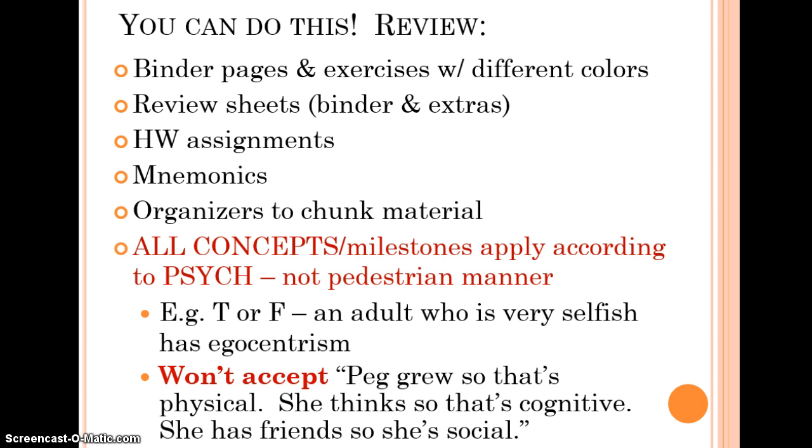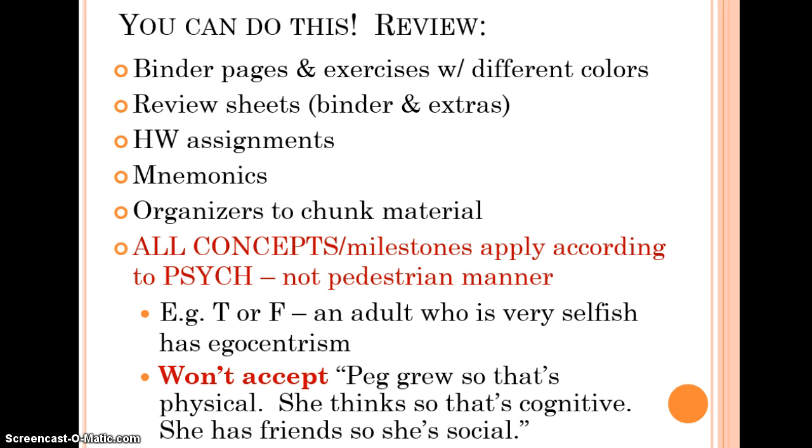And then keep in mind, we've talked a lot about milestones, these important events that you reach at different times in your life. And you are going to have to apply those, so do make sure you apply them as if a psychologist would, not as if just Joe Schmo off the street is doing this.